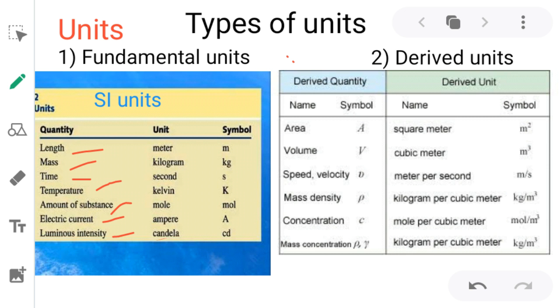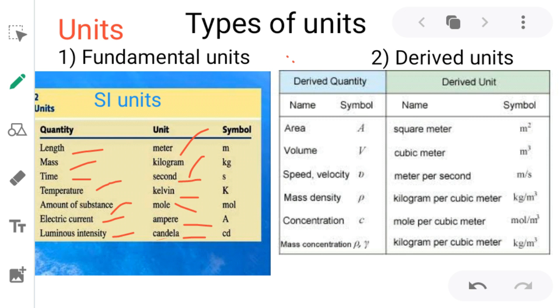For length, meter is the fundamental unit. For mass, kg is the fundamental unit. For time, second is the fundamental unit. For temperature, Kelvin is the fundamental unit. For amount of substance, mole is the fundamental unit. For electric current, ampere is the fundamental unit. For luminous intensity, candela is the fundamental unit.